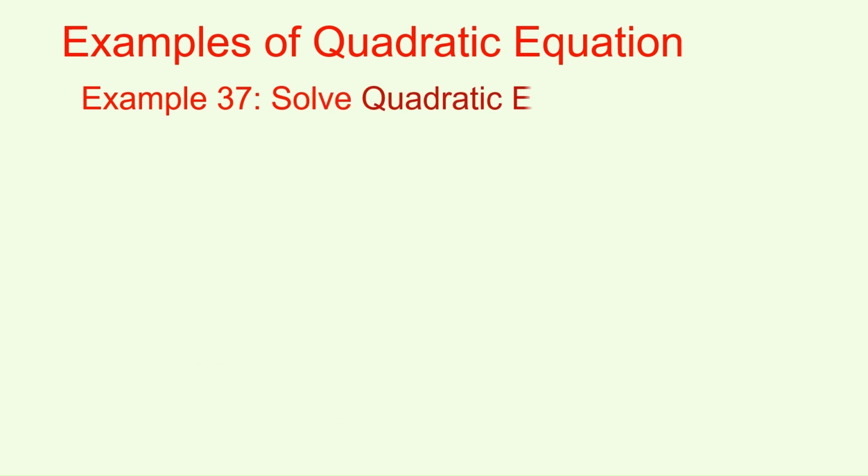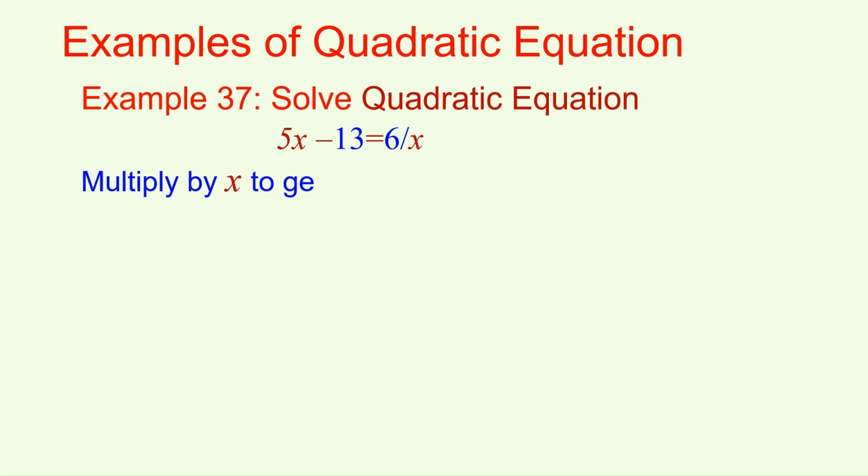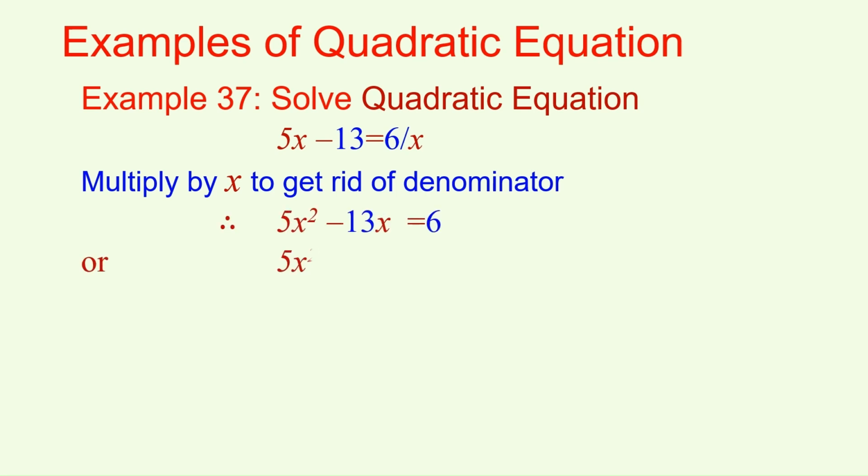Example 37. Solve quadratic equation 5x minus 13 is equal to 6 divided by x. Multiply the equation by x to get rid of denominator. So 5x squared minus 13x equals 6, or 5x squared minus 13x minus 6 is equal to 0.